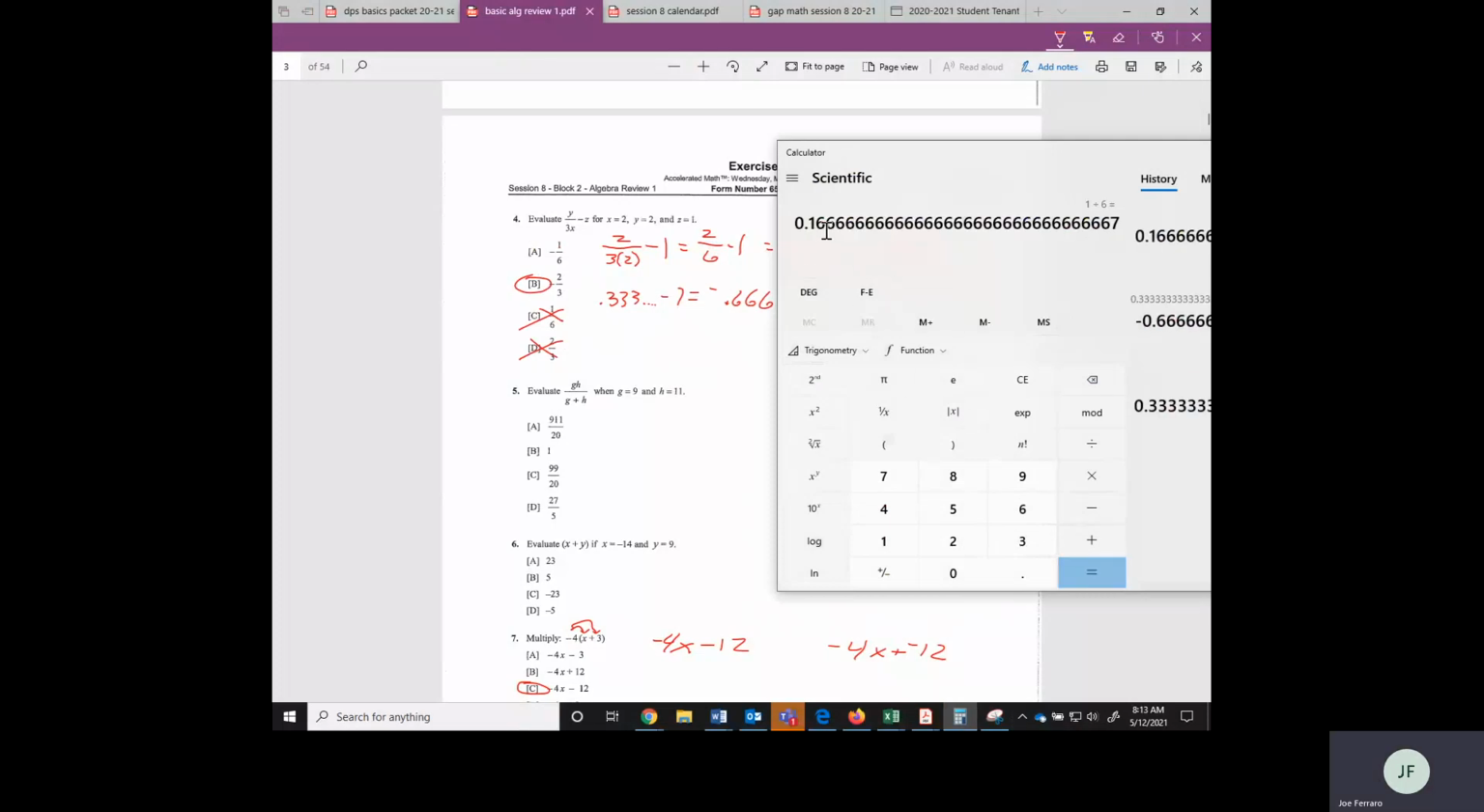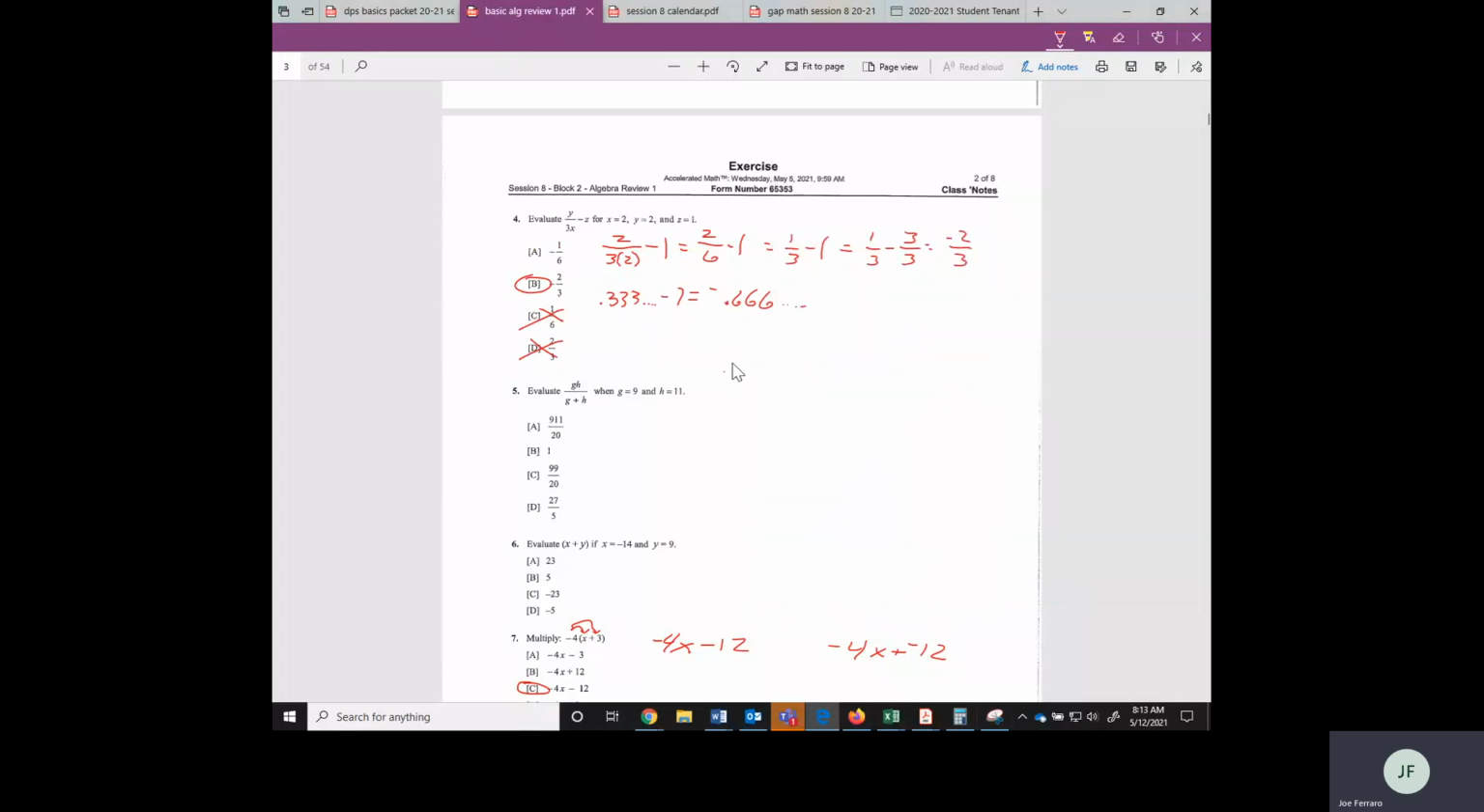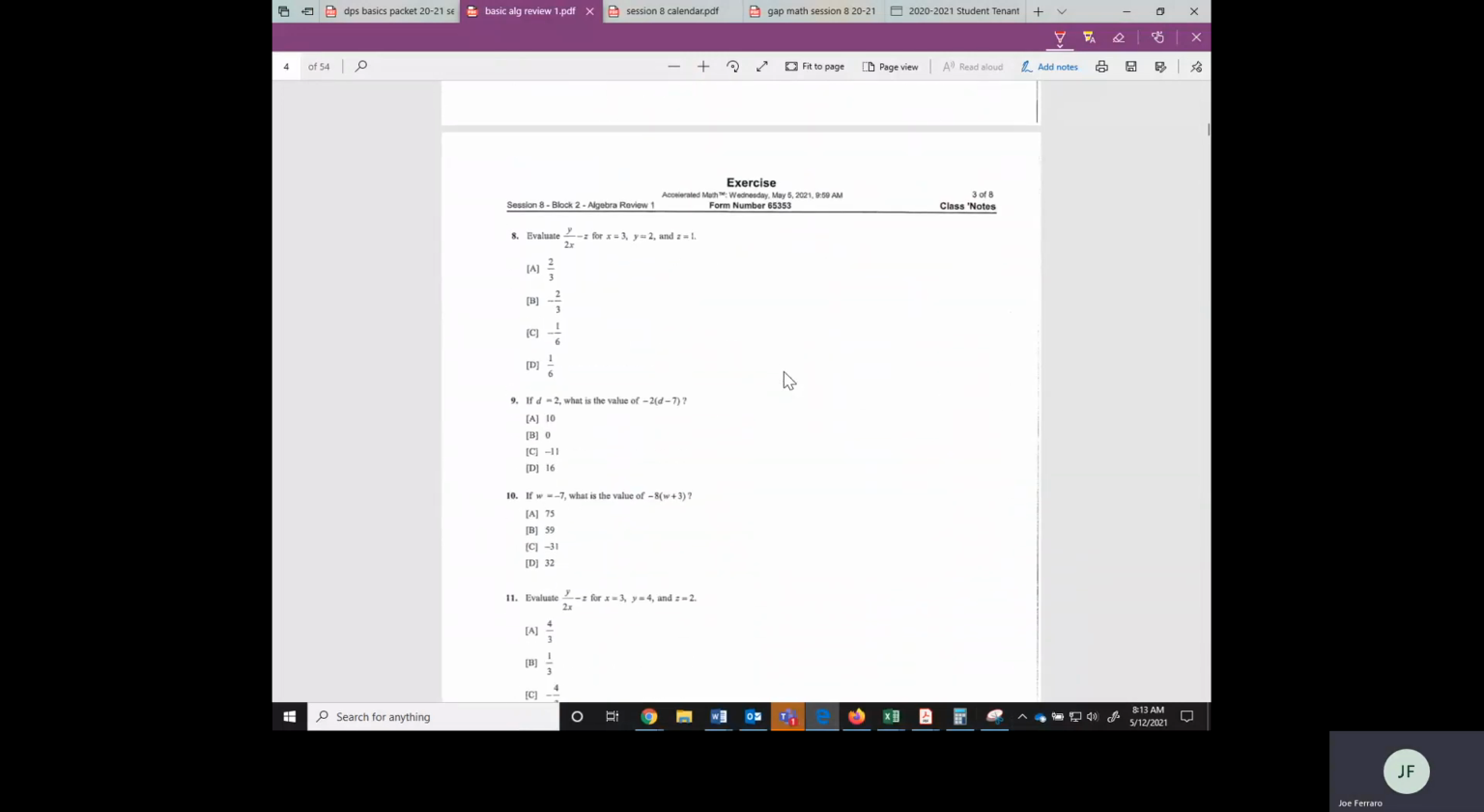That's 0.16 repeating, so that's not right. And you could double check this if you didn't know. 2 divided by 3. Yes, that's the 0.6 repeating, and it needed to be negative. Okay. All right, almost done. 2 more. Go to number 9.